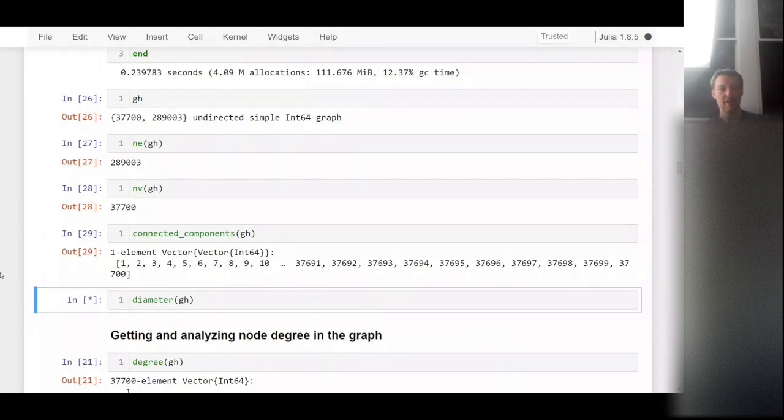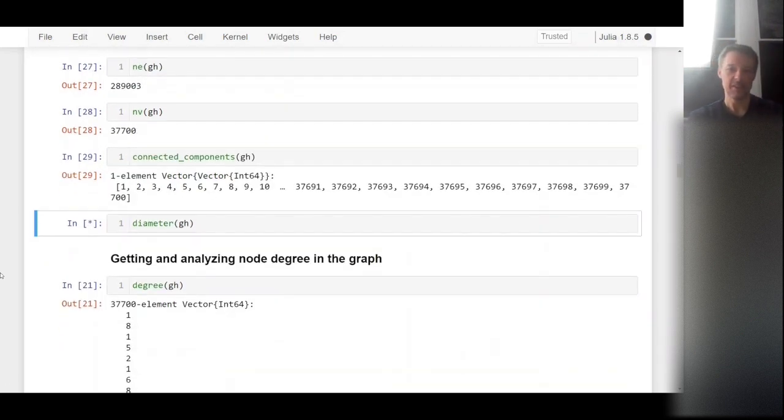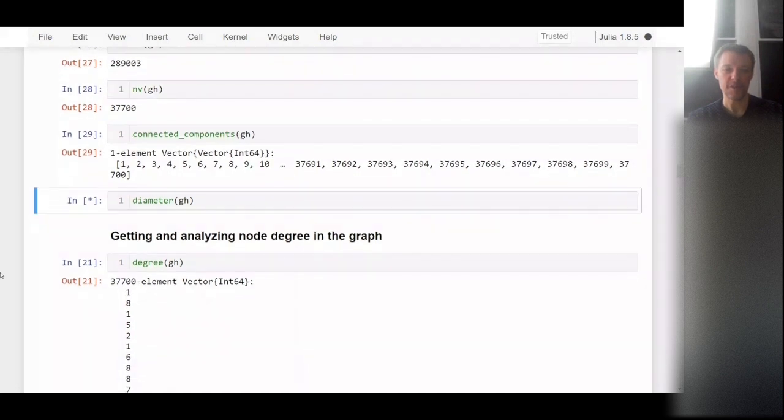It is a bit more complex operation. So now we are trying to understand, because we already know that every two nodes are reachable from each other, that I can calculate the diameter of the graph. So what is the length of this longest path in my graph? This computation will take a bit of time because my graph is pretty big.